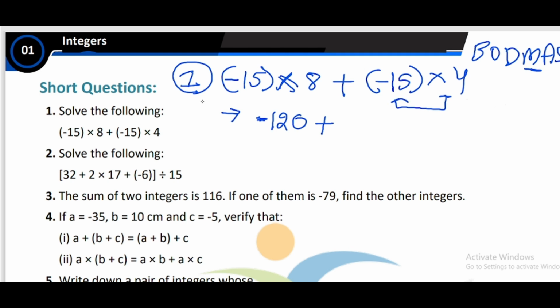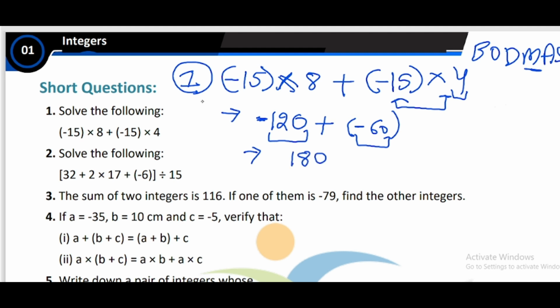Then add, solving the multiplication. The integer minus 15 has the sign minus, and the integer 4 has sign plus. Then we multiply the signs, that is minus into plus, that is minus. Then we multiply the numerals, that is 15 into 4, that is 60. Then we solve. Both the integers have the same signs. Then we add 120 plus 60, that is 180.